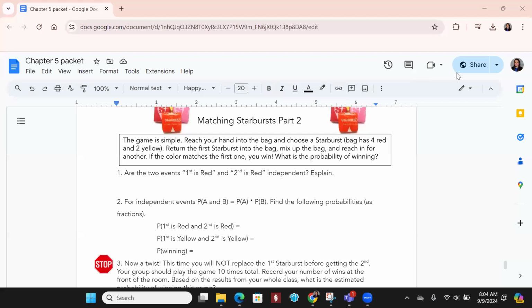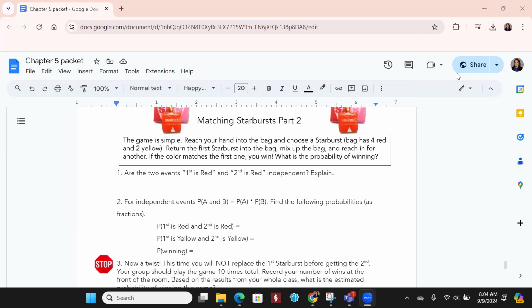So back to the Starburst. So if you weren't here Friday, you missed out. The game is simple. Reach your hand into the bag or a cup. Choose a Starburst. Each cup has 4 red and 2 yellow. Return the first Starburst into the bag, mix up the bag, and reach in for another. If the color matches the first, you win. What's the probability of winning?